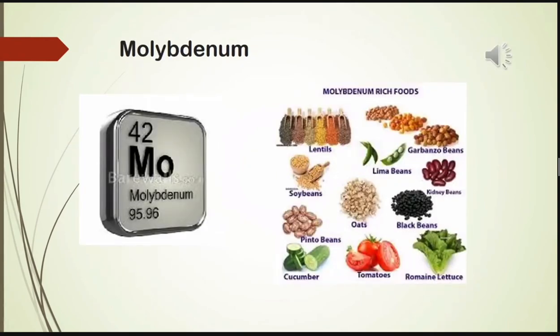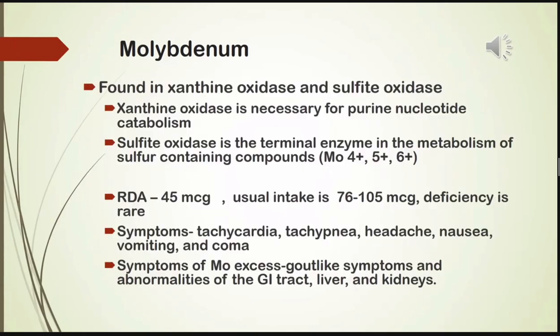The second to the last mineral that we will tackle for this lecture is molybdenum. Molybdenum has an atomic number of 42 and an atomic weight of 95.96. On the right are what are considered molybdenum-rich foods. Molybdenum is found in xanthine oxidase and sulfide oxidase. Xanthine oxidase is necessary for purine nucleotide catabolism. Sulfide oxidase is the last enzyme in the metabolism of sulfur-containing compounds.